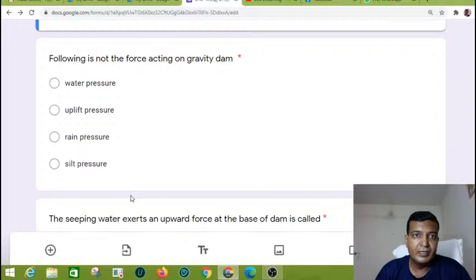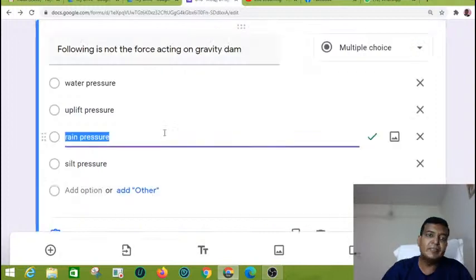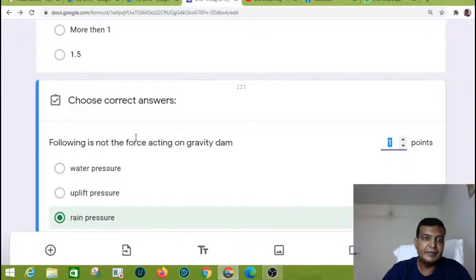Following is not the force acting on gravity dam. Water pressure, it is acting on that. Uplift pressure is acting on that. Silt pressure is acting on that. Rain pressure is not acting. So the answer is rain pressure.